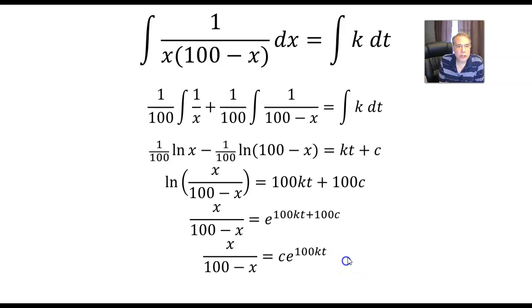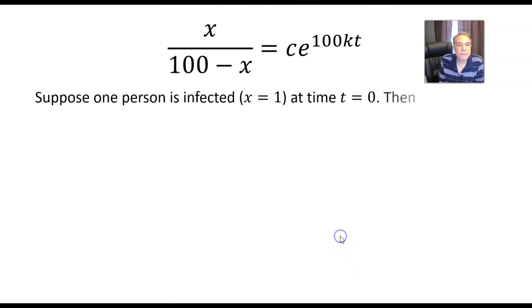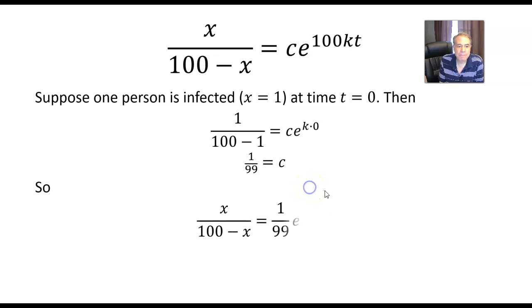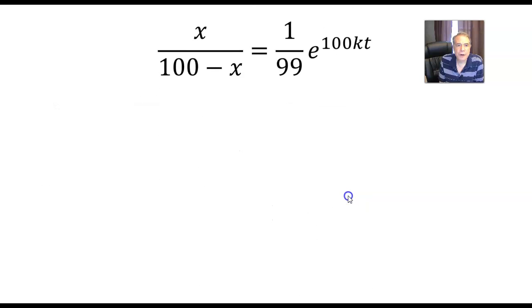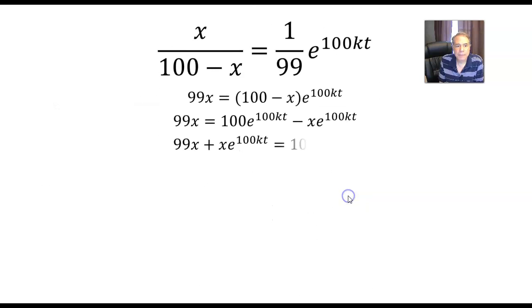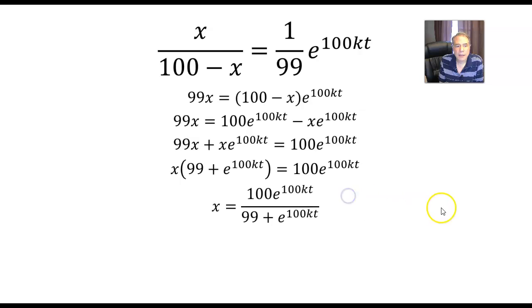Now, taking this equation and solving it for x, well, first let's suppose one person is infected to begin with at time t equals 0. Then we get that c must equal 1/99. Then we can solve for x and get x equals this expression here, or we could take this fractional expression and divide the numerator and denominator each by e to the 100kt and make it look like this.